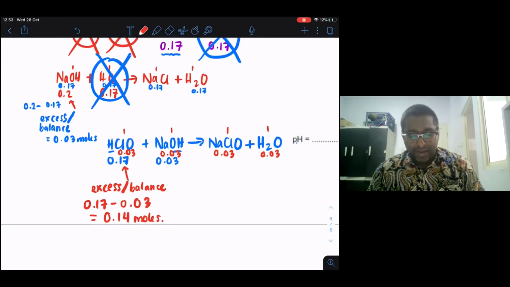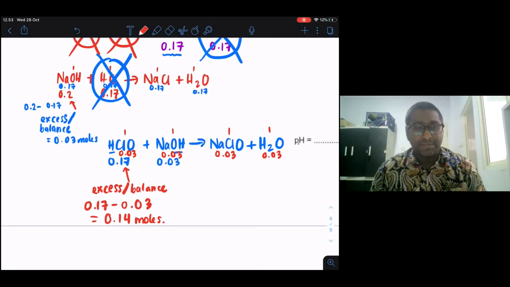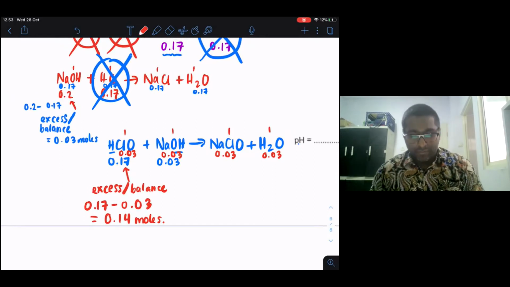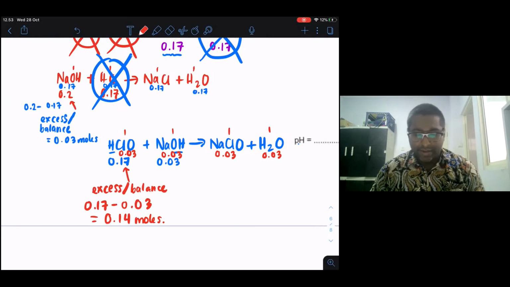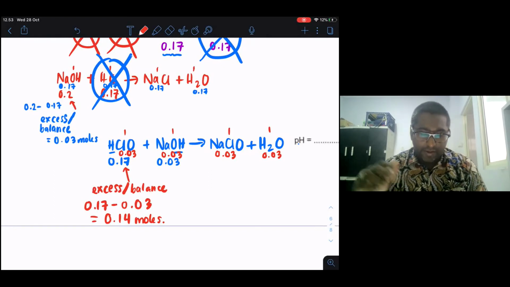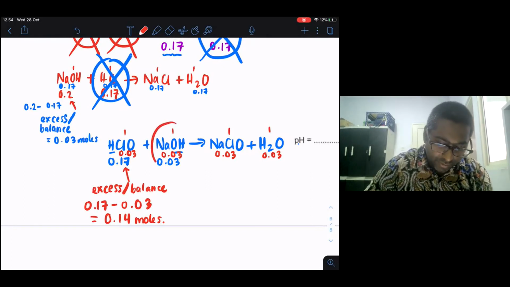Now, to make our life easier, let's eliminate and narrow down. What are the things we don't have anymore? We have completely used the 0.03.